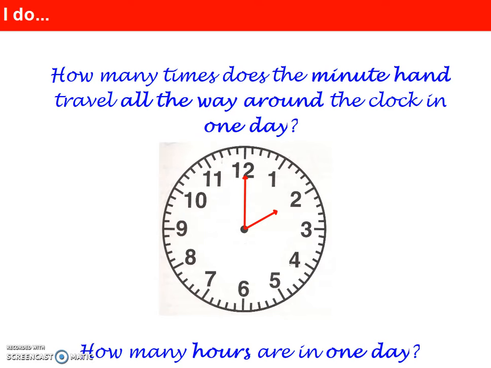So obviously, when we're looking at a time where we're saying a day has 24 hours, that minute hand is going to travel around for 60 minutes for 1 hour 24 times, which tells us how many hours are in one day. So that minute hand will travel around 24 times.